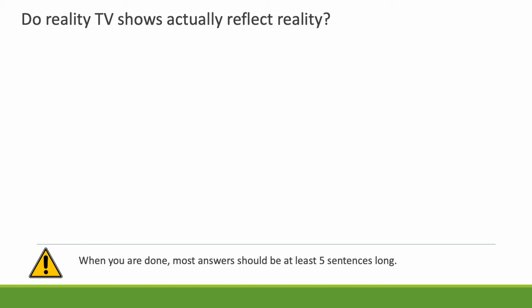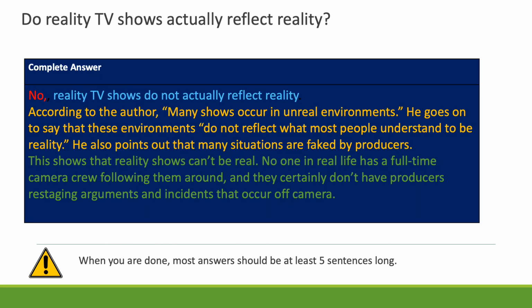So let's take a look at our answer all together. The complete answer. No, reality TV shows do not actually reflect reality. According to the author, many shows occur in unreal environments. He goes on to say that these environments do not reflect what most people understand to be reality. He also points out that many situations are faked by producers. This shows that reality TV shows can't be real. No one in real life has a full-time camera crew following them around, and they certainly don't have producers restaging arguments and incidents that occur off camera.